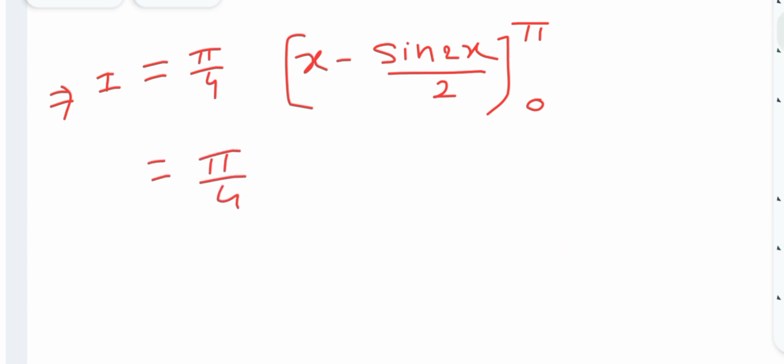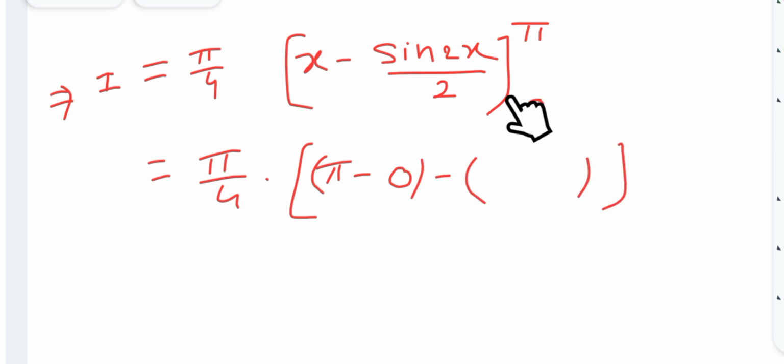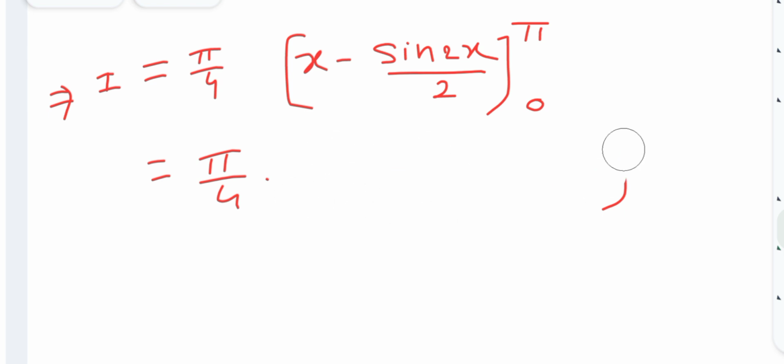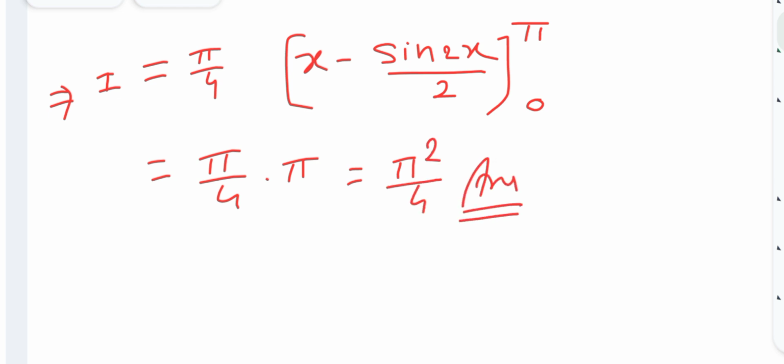So pi upon 4, and in this I will put the upper limit. The upper limit is pi, so pi minus sine 2 pi by 2. Sine 2 pi is 0. This is upper limit minus lower limit. The lower limit is very easy, 0, and sine 0 is 0, so it will be 0 only. So ultimately this is pi minus 0, which is pi only. So pi upon 4 into pi will be pi square upon 4. This will be our answer.